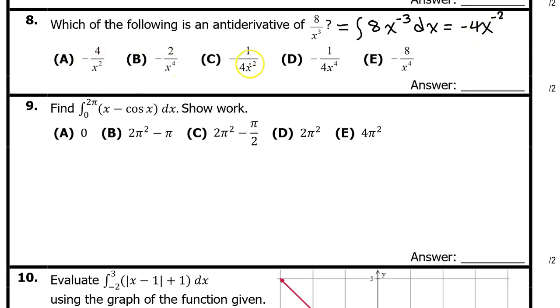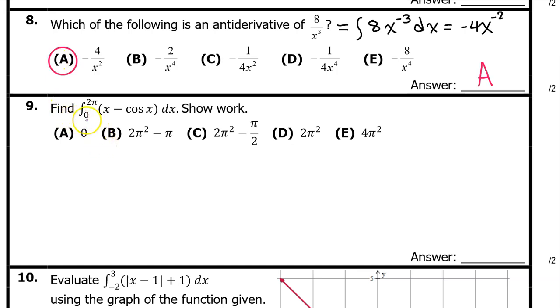So which one of these is equivalent to this? Well, having a negative exponent drops you down to the denominator. So this would be the same thing as negative 4 over x squared. So the answer is A.